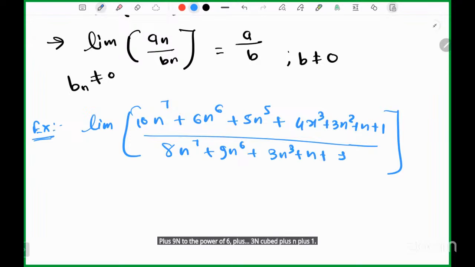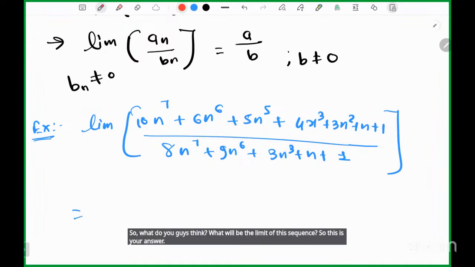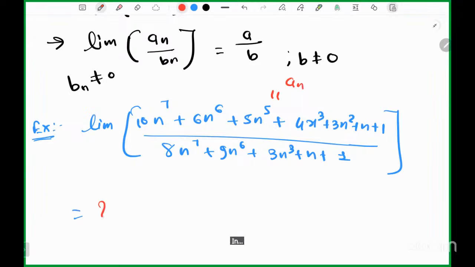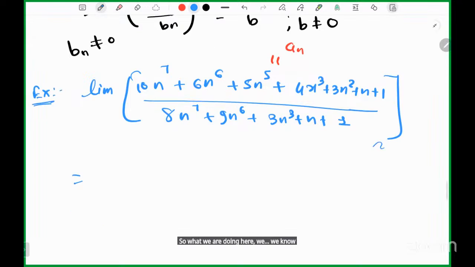Okay. So what do you think? What will be the limit of this sequence? So this is your an. 5 by 4, right? So this is just an example of how we can use these limits. Ma'am, can you guide us on how to do this?